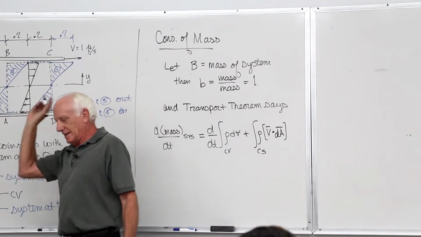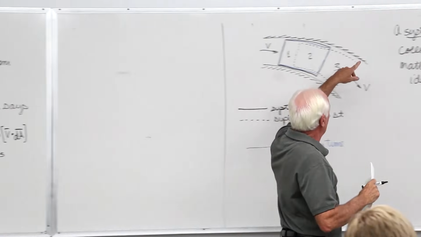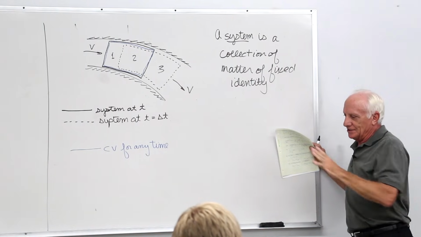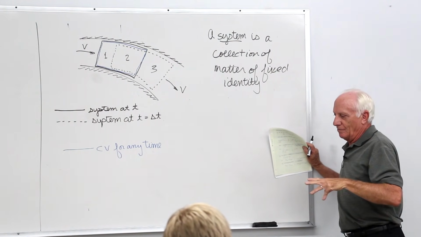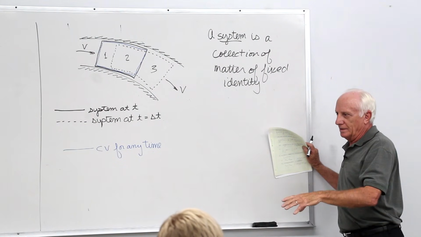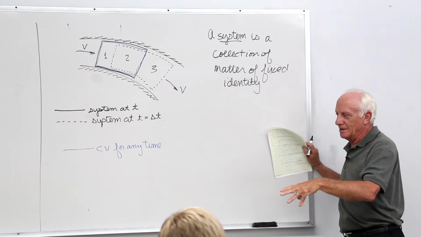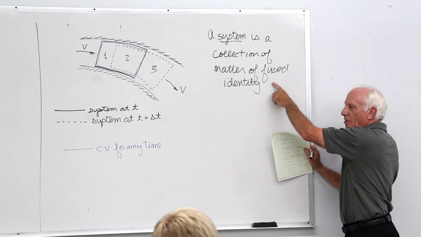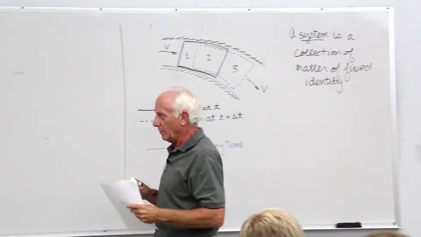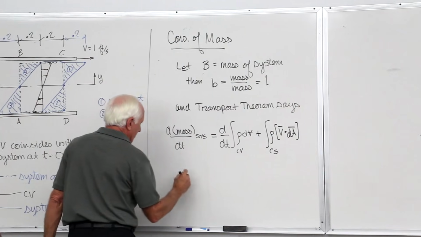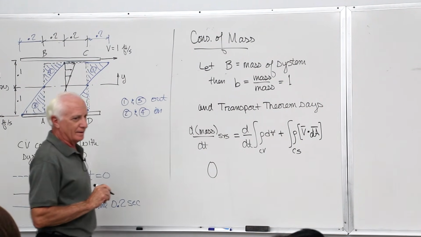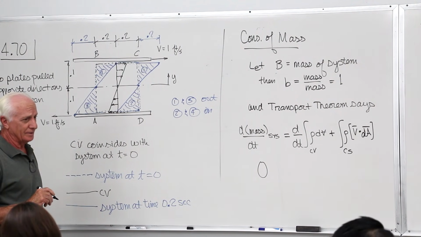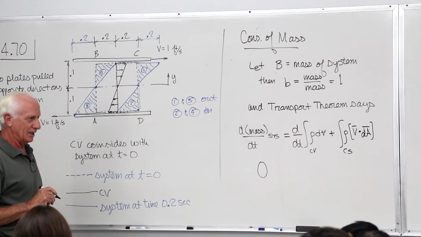On the board, a system is a collection of matter of fixed identity. I showed you the pipe. If there is 1 pound of water at 1 minute and you tag them with some kind of spray paint or something, after another 2 minutes, did their mass change? No, because you're following the same particles. So the mass is not changing for a system. So this term here is 0. That's the system approach. It says conservation of mass. If we don't lose particles or gain particles, we have the same particles, then the mass of the system didn't change.